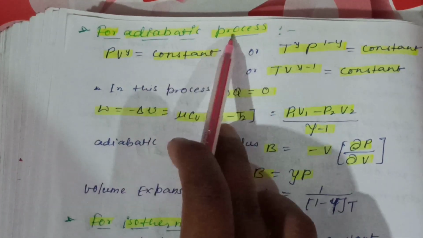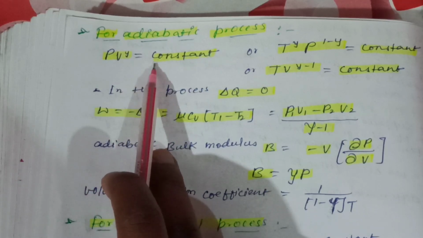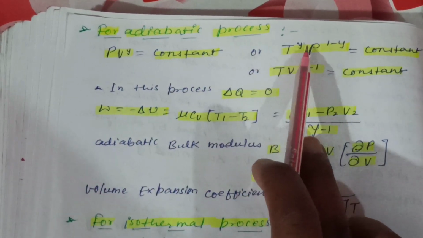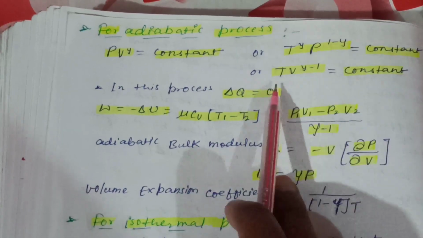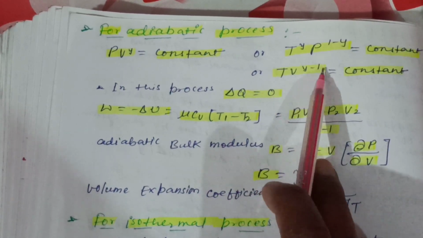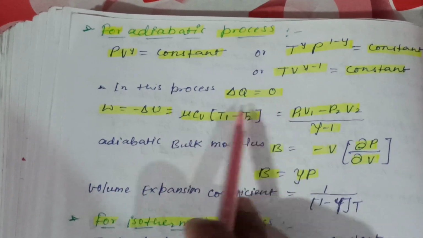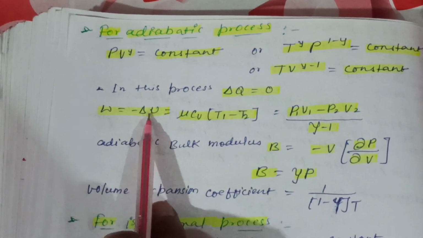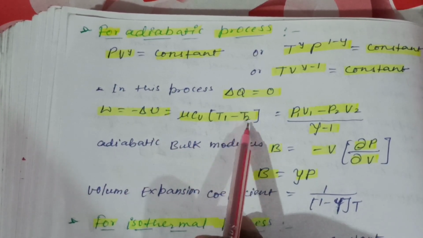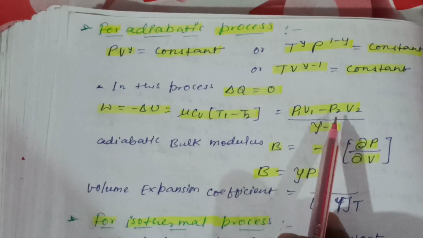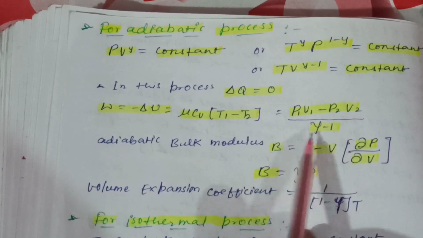For an adiabatic process, PV^γ is equal to constant, T^γ P^(1 minus γ) is equal to constant, TV^(γ minus 1) is equal to constant. In this process, ΔQ is equal to 0, W is equal to minus ΔU is equal to μ Cv (T1 minus T2), which is (P1V1 minus P2V2) upon (γ minus 1).